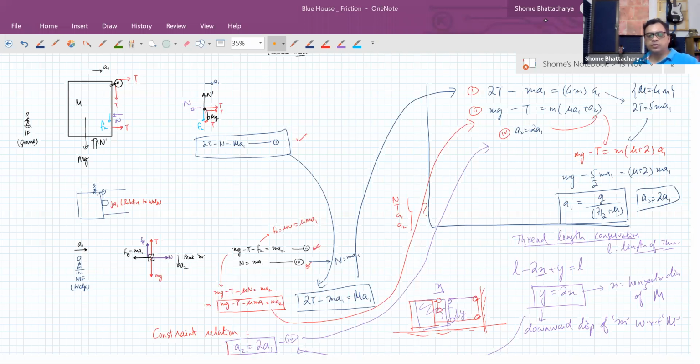Yeah, so just go over all your steps once more. Okay, you should be getting this. Of course, I have also substituted capital M as 4m, 4 times small m. And that was something given in the question. So make sure you understand that.